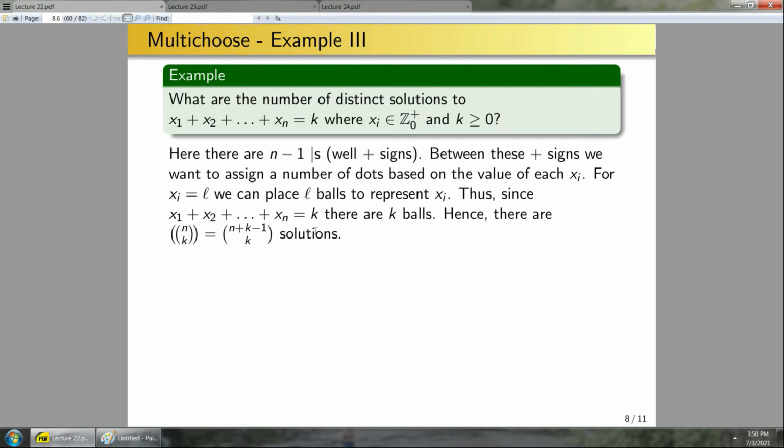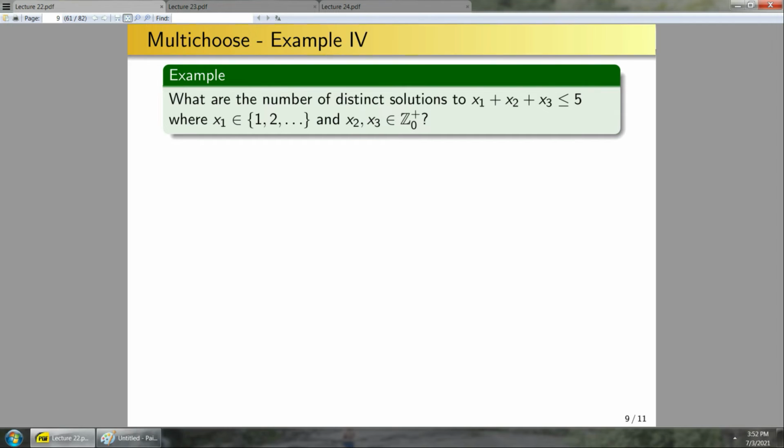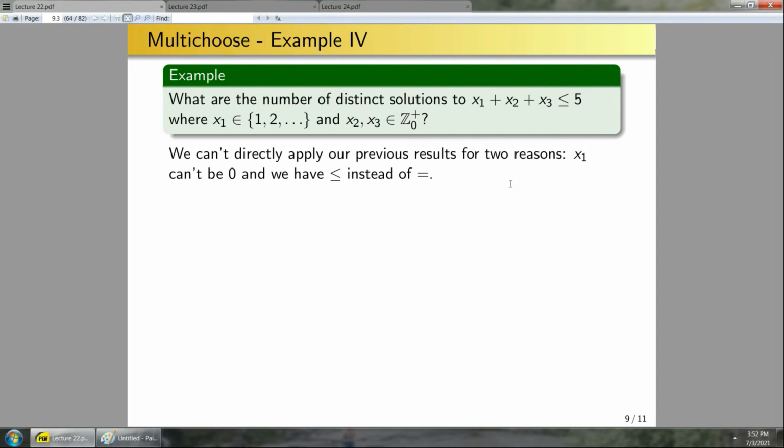So let's look at an example where I want to find the number of distinct solutions to some equation where I'm not exactly in this form. Say if I want to know what the number of distinct solutions to this inequality is, where x1 is equal to 1, 2, and so on, and x2 and x3 are non-negative numbers. So you can notice pretty quickly that we can't directly apply our previous results for 2 reasons. 1, x1 cannot be 0, and 2, I no longer have an equality, I have an inequality. So I have to address both of these things in order to solve this question.